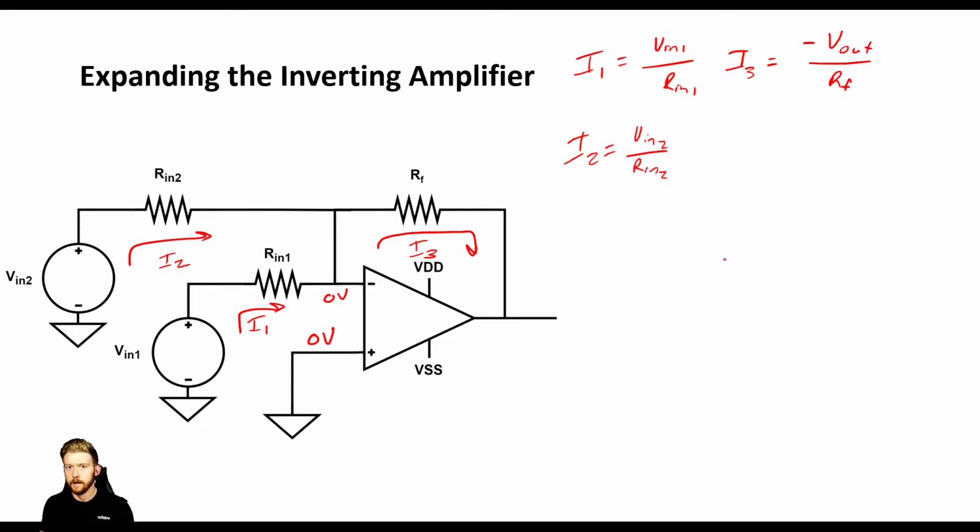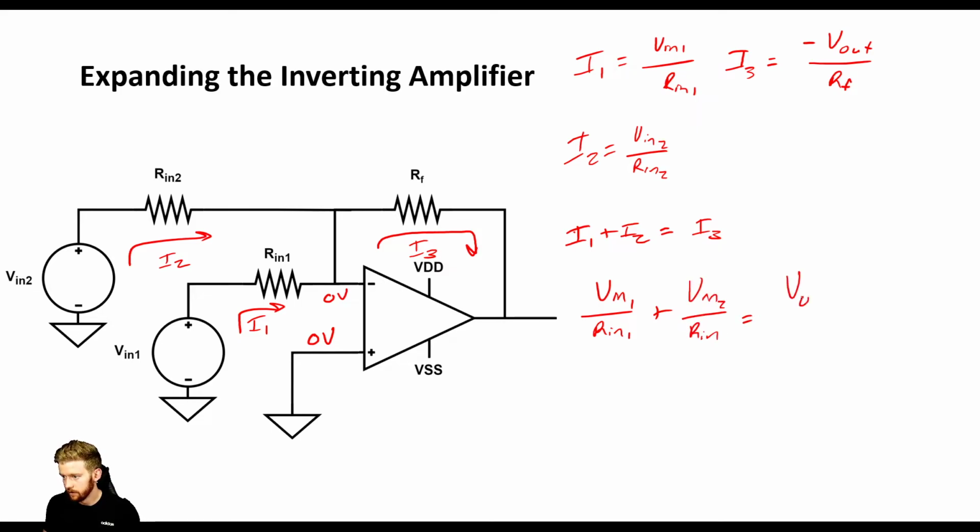All right, so now we're going to apply Kirchhoff's current law, except now we have 2 currents going in and 1 current going out. So that means that I1 plus I2 has to equal I3. So let's write that out and see. So we have Vn1 over Rn1 plus Vn2 over Rn2 is equal to V out over RF.